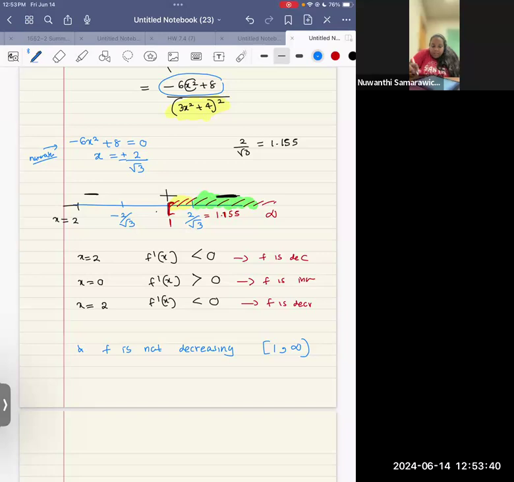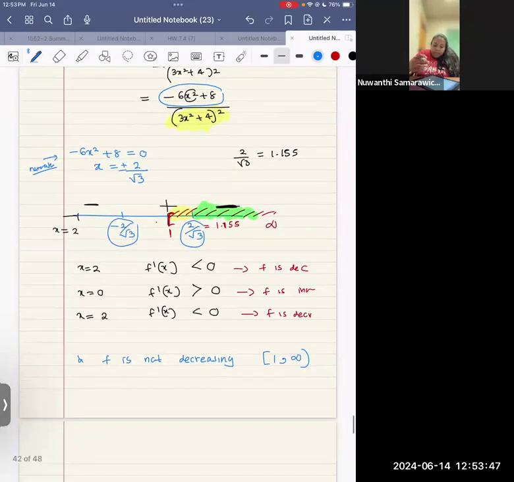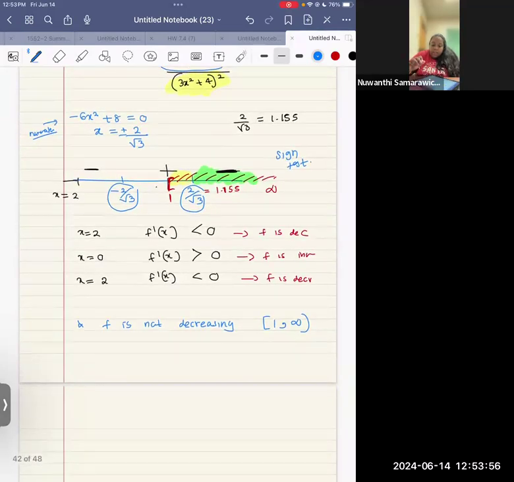So how did I get these ones? I set the numerator to 0 and then found the x values, and then I did the sign test. So I get f is not decreasing in this part.